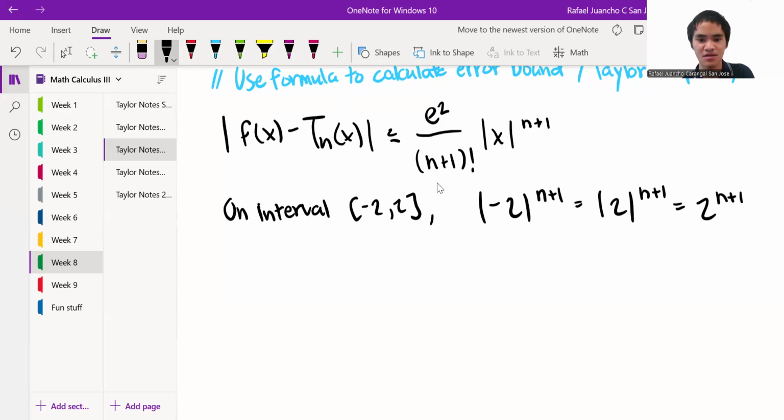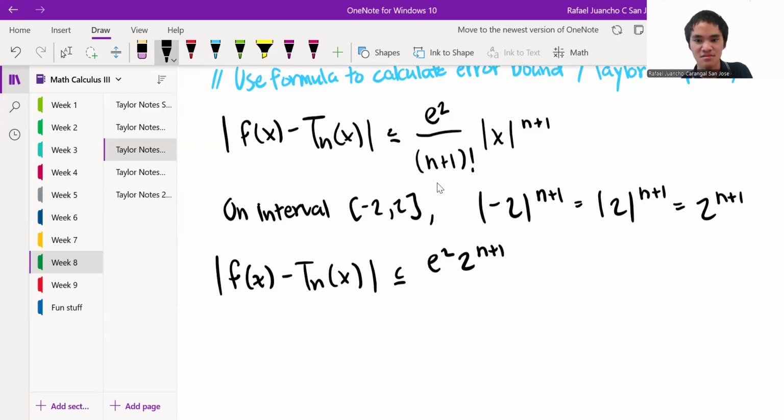And so I basically have this idea here. So f of x, that error, or we call it Taylor inequality, but error bounds. And then this is e to the 2. Plop this in.